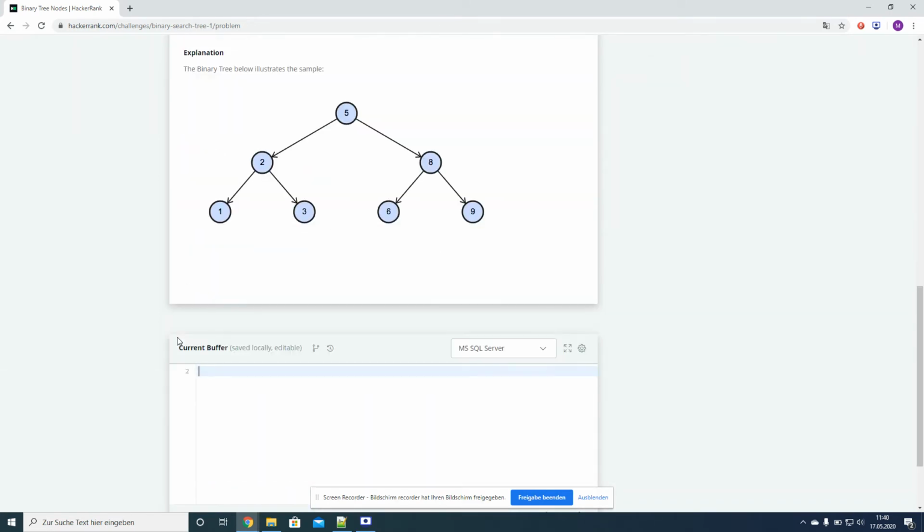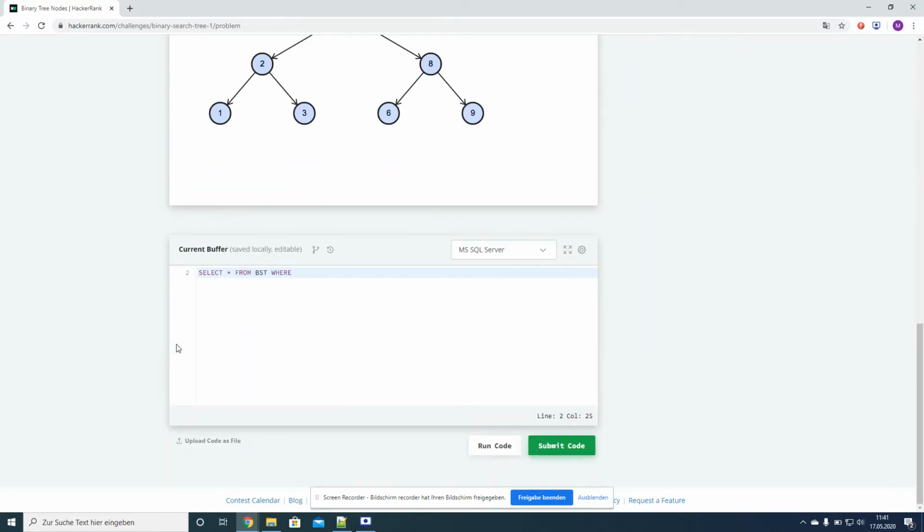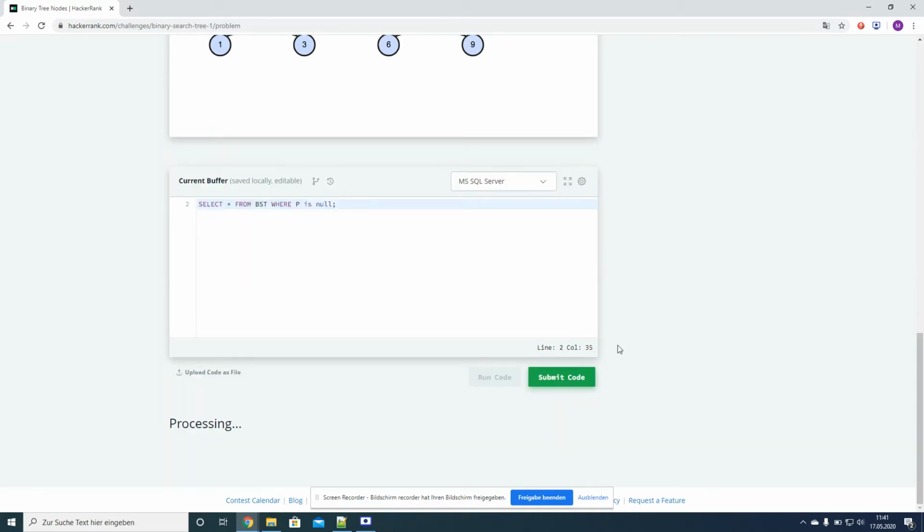So we select from BST where the column P is null. P is null. We should just get one number out here, if I remember correctly.